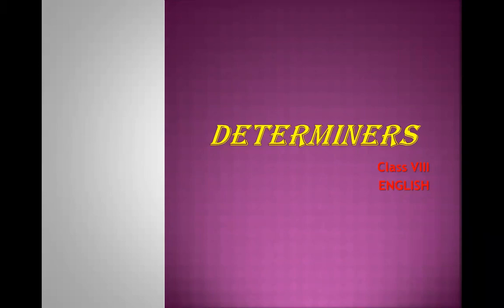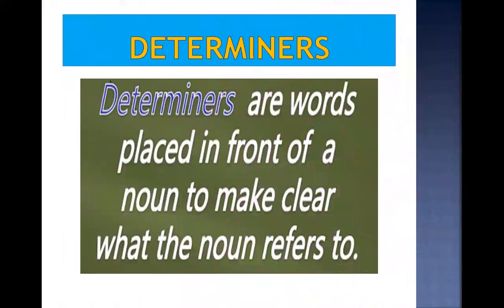We all are well aware of determiners as we use them in our daily routines. Now, to begin with, what are determiners? Determiners are words placed in front of a noun to make it clear what the noun refers to. Or you can say a determiner is a word that helps us to identify a noun. It always comes before a noun, telling us something more important about it. A determiner works like an adjective because they both are used to modify nouns.